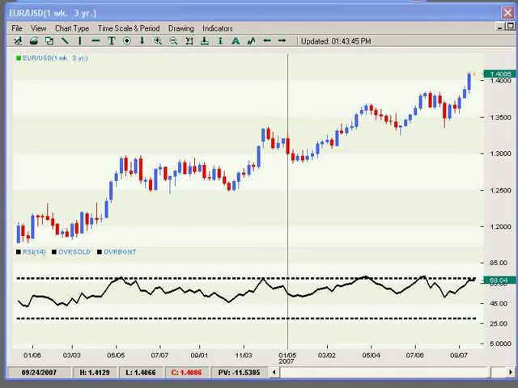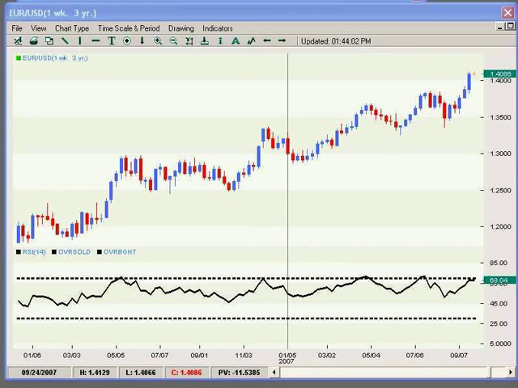Basically, what we're looking to do is the following. We want to sell overbought instruments and buy oversold instruments. In this case, we simply use the RSI, Relative Strength Indicator, as our indicator. But we put a little bit of a wrinkle to the whole setup.